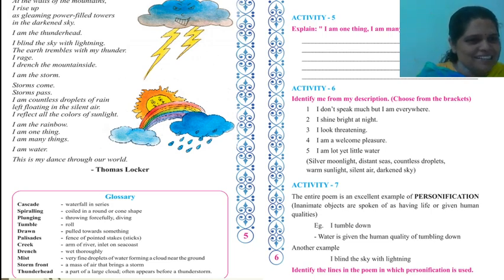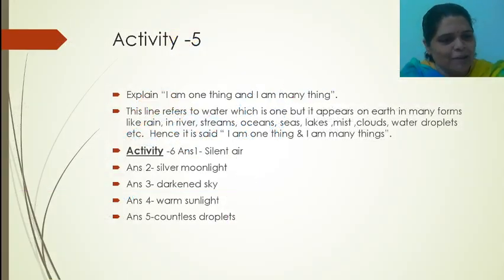Yes. I am a welcome pleasure. Who am I? Yes, warm sunlight. Yes. I am a lot yet little water. I told you in the last stanza. Who am I? Yes, I am countless droplets of rain. What is this? I am a lot yet little water. That is, क्या होगा ये? कौन बोलेगा? That is countless droplets. So this is all about activity 6. I am showing you the answer.